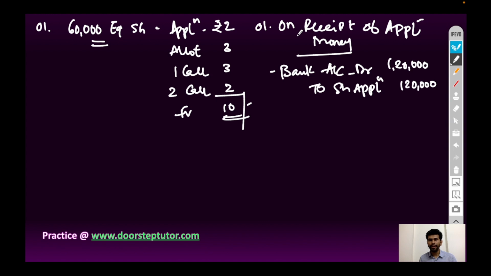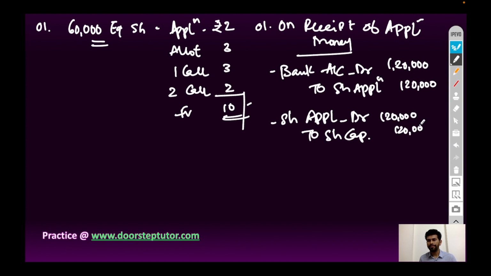Second journal entry will be transfer of application money to share capital. So journal entry will be share application account debit to share capital account, same amount. Third journal entry will be on allotment money due. So entry will be share allotment account debit to share capital account. 60,000 shares into 3 rupees, 1,80,000 rupees.